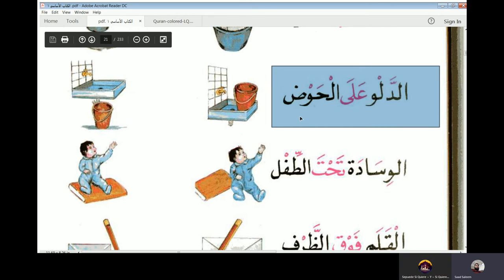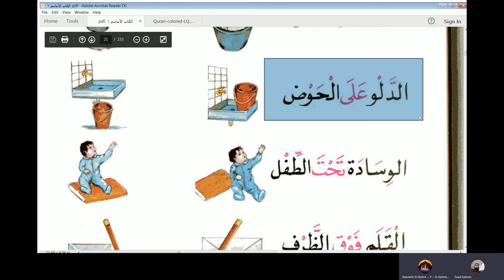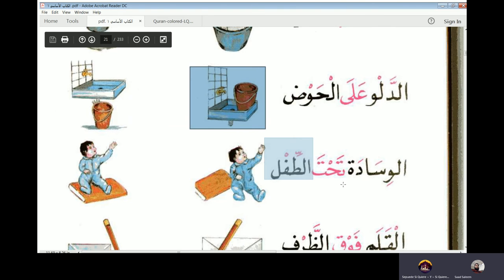Al-Dalwu. Good. The bucket is... what do you call this, sink? The bucket is on the sink. It's on, Ala, on, yes. The bucket is on the sink. First picture is correct. Oh, okay, first picture, yes.